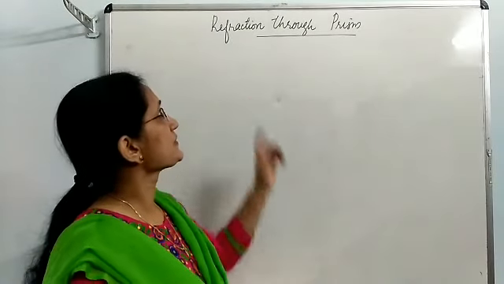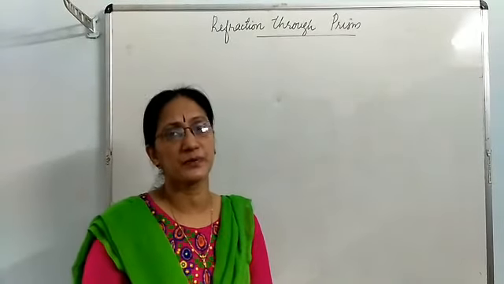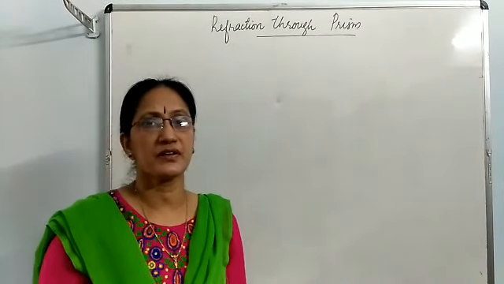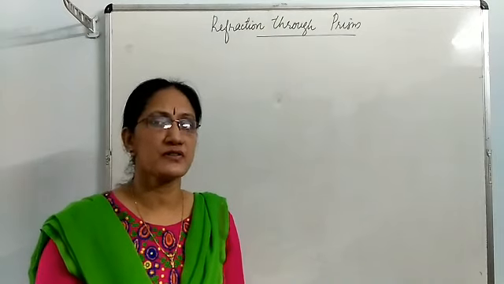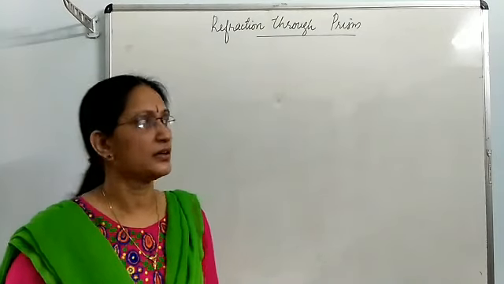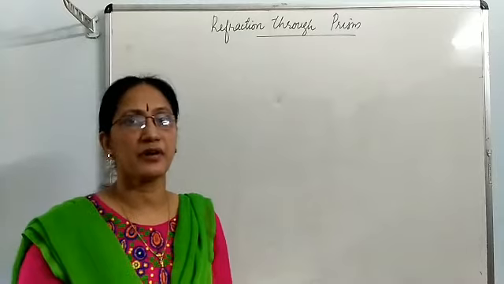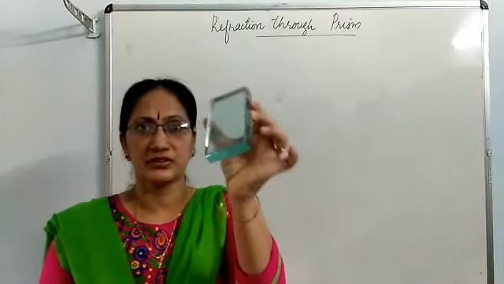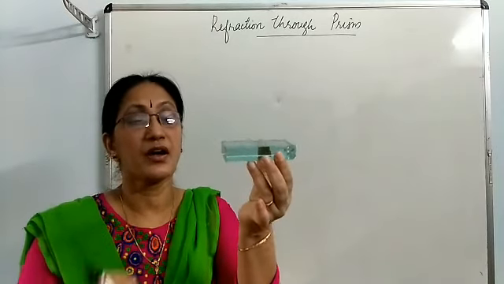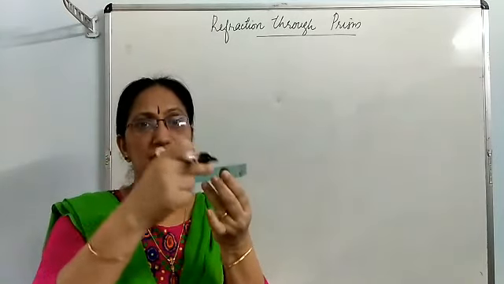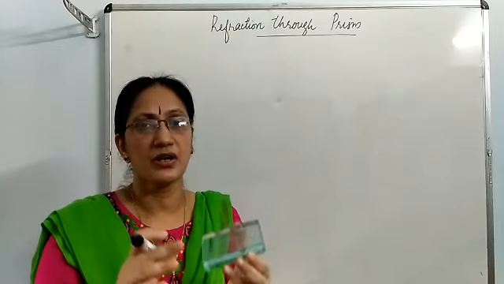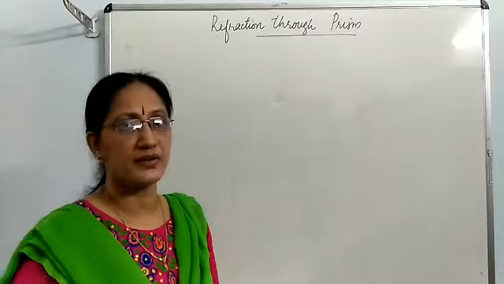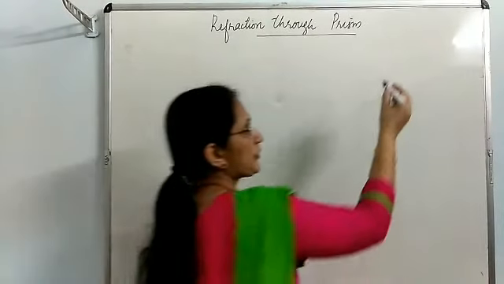Next topic to discuss is refraction through prism. Before starting this topic, let me revise a few important points of the last class. There we discussed refraction through a glass slab. This is actually the glass slab. When light passes through it, how it comes out, and certain factors regarding refraction through a glass slab we discussed. Listen to the points.